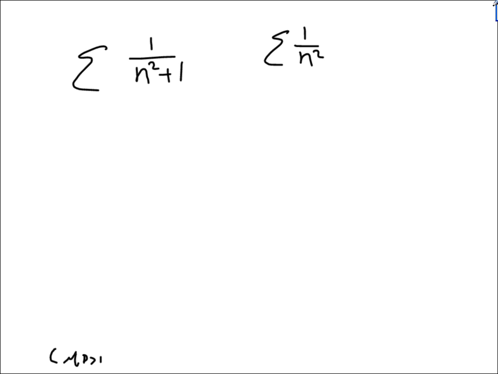Okay, so use a direct comparison test to decide if this converges or not. Well, I would compare this to the summation of 1 over n squared. Now that's clearly a p-series, and we know that it converges if p is bigger than 1, and it diverges if p is in between 0 and 1. So this converges.